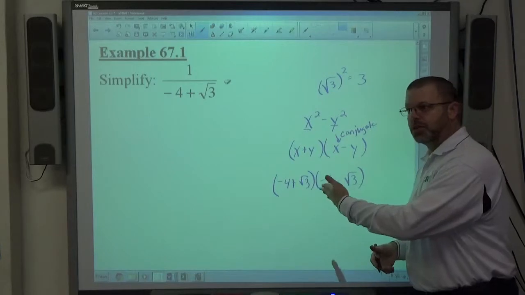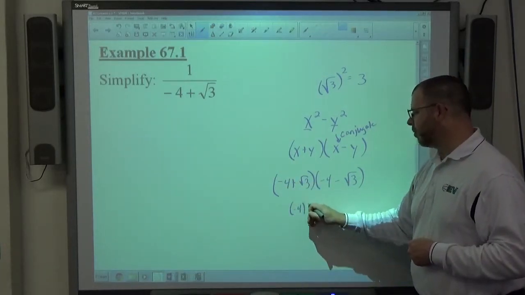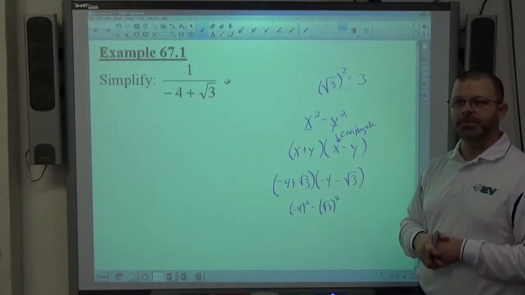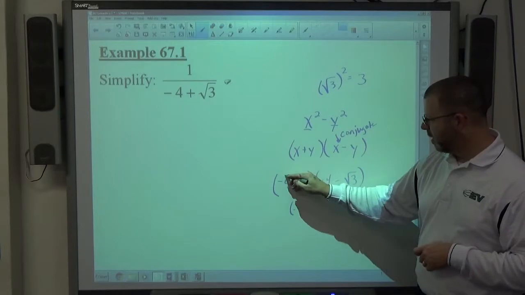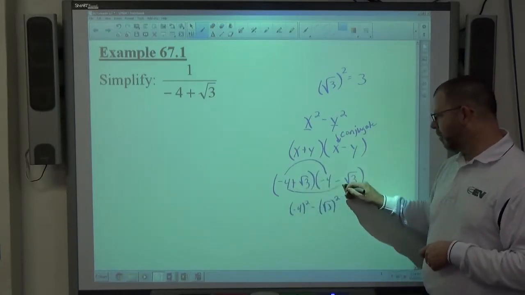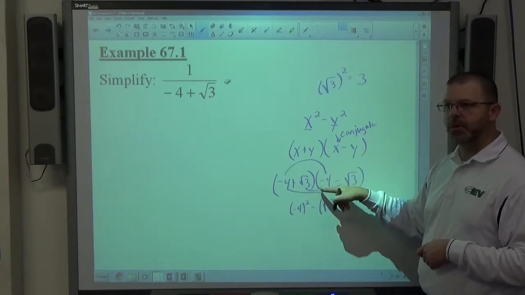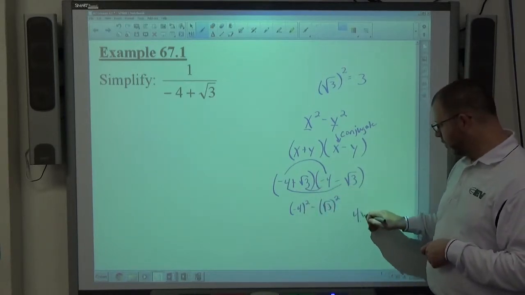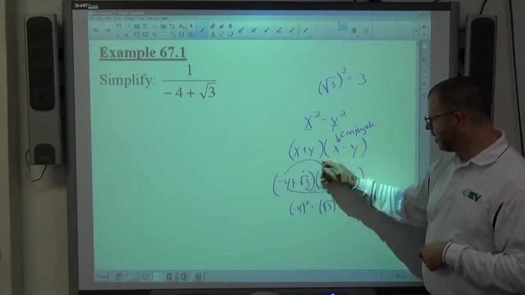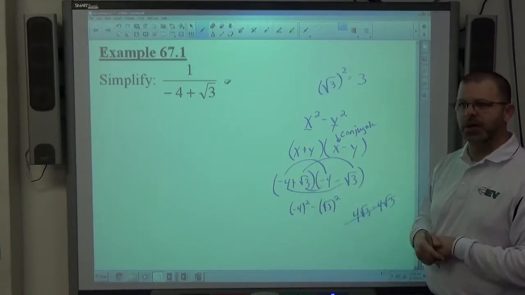And according to difference of squares, if I do this product, I should get negative 4 squared minus the square root of 3 squared. That's what I should get if I FOIL it, right? Negative 4 times negative 4 makes negative 4 squared. Inside product positive 4 square root of 3, outside product negative 4 square root of 3. Positive 4 square root of 3 minus 4 square root of 3. What happens? They cancel. And then last times last, square root of 3 times square root of 3 is square root of 3 squared being subtracted because of the opposite signs.